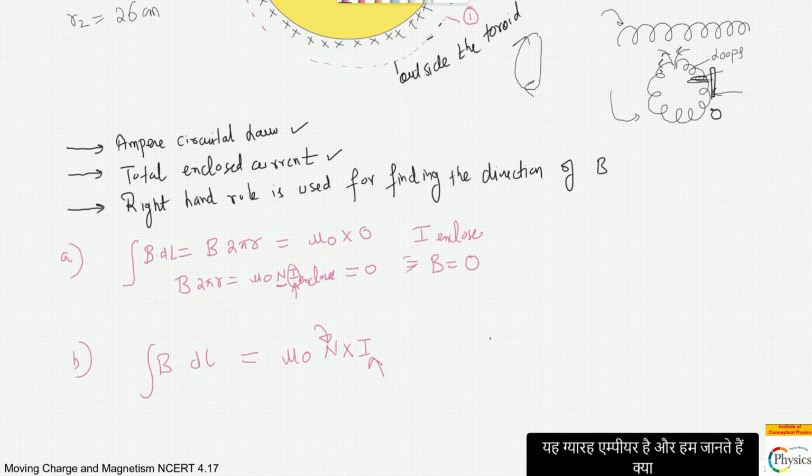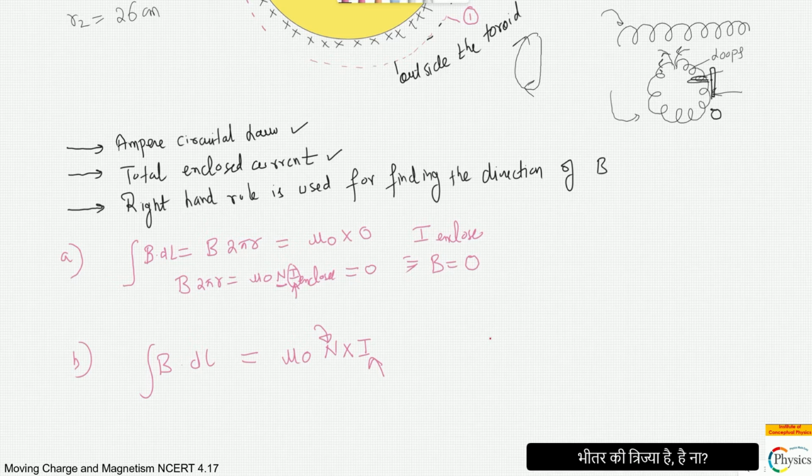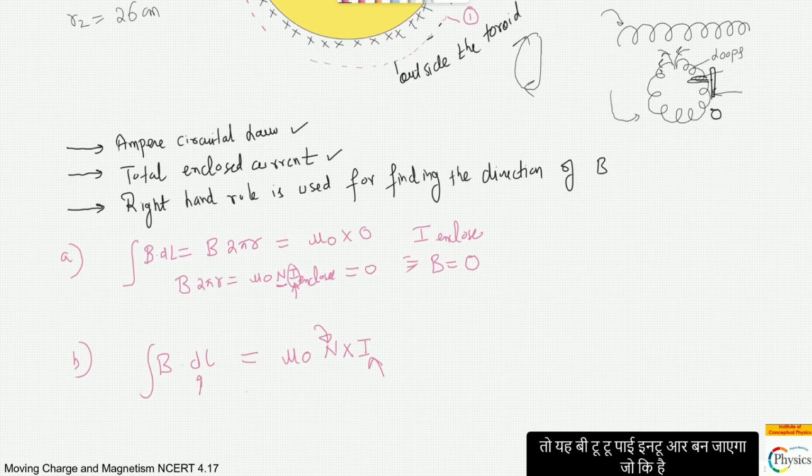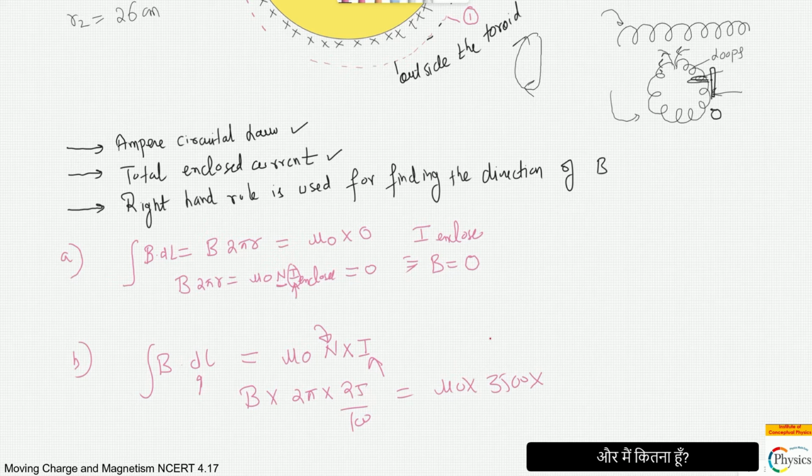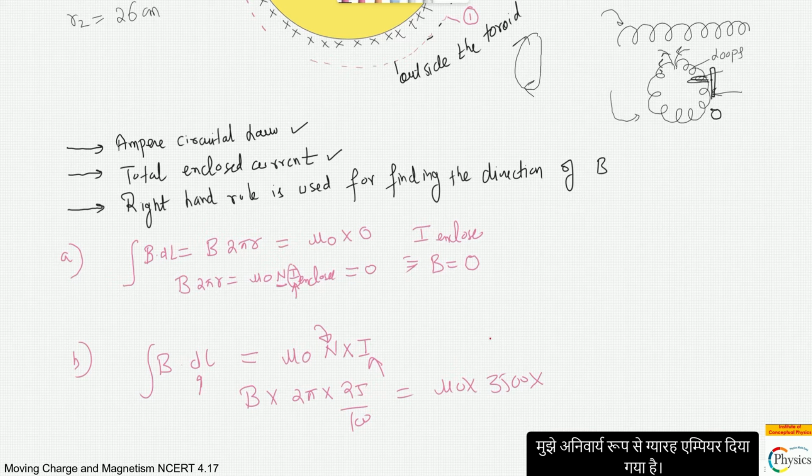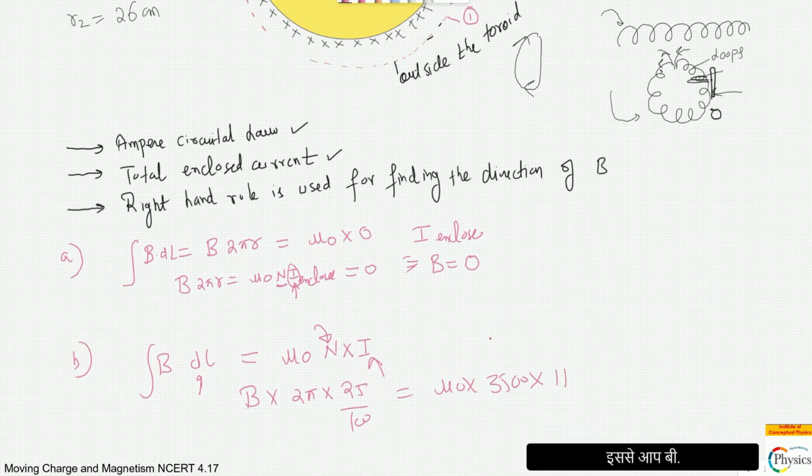This is 11 ampere, and we know what the radius of the inner one is, right? So it will become B into 2 pi into R, which is 25 by 100, is equal to mu naught into 3500 into I. And how much is I? I is essentially given to be 11 amperes. With this, you can find the B.